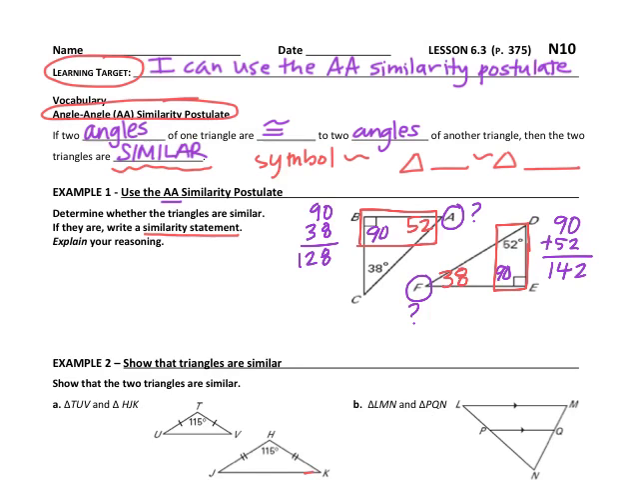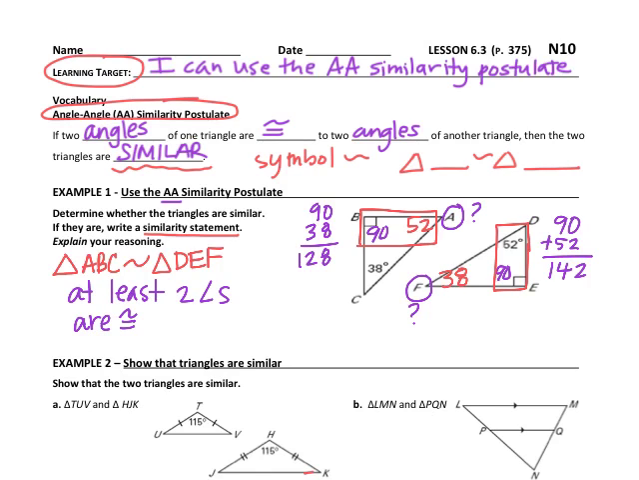and so we can make our similarity statement because it does say if they are similar, then we need to write a similarity statement. So triangle ABC is similar to triangle DEF. And we also need to explain, so basically what we need to say here is at least two angles are congruent, which means the triangles are similar.